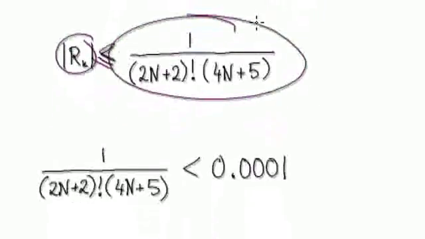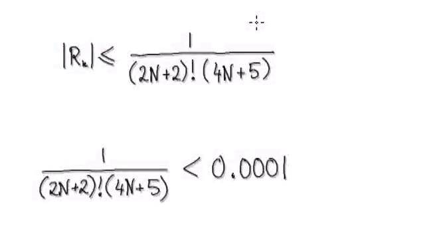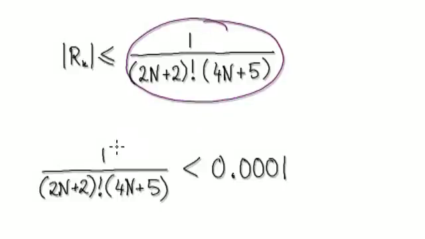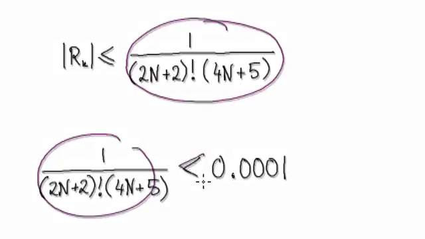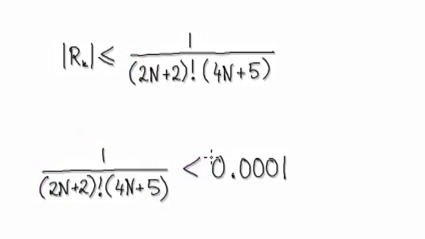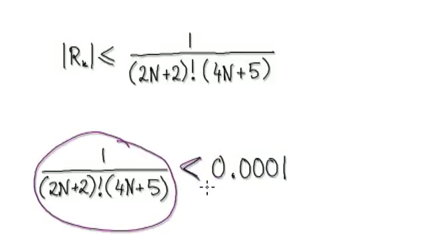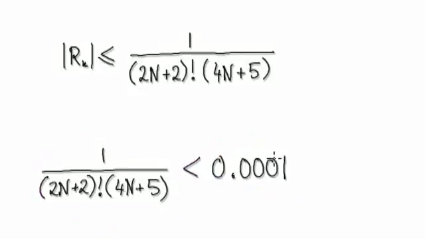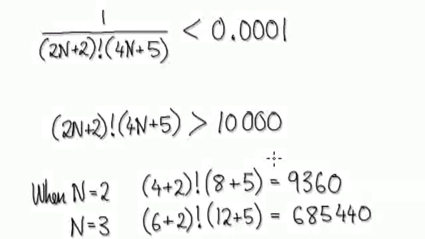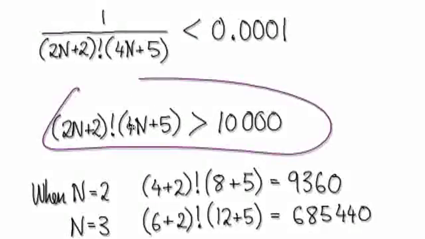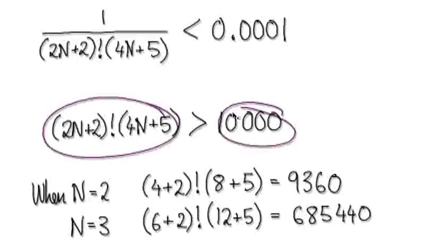Okay, but because we are trying to work out the number of terms needed, we require our remainder to be strictly less than 0.001. Remember, this was given right from the start of the video. So now we require our remainder to be strictly less than this. So now take the reciprocal both sides. That will then give us this. So we require this to be bigger than 10,000.